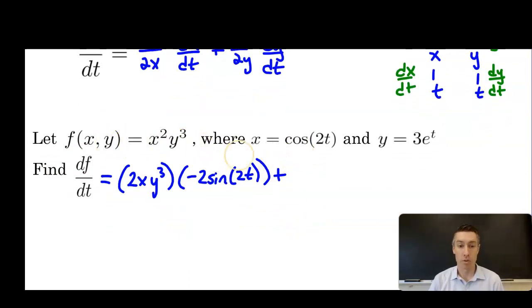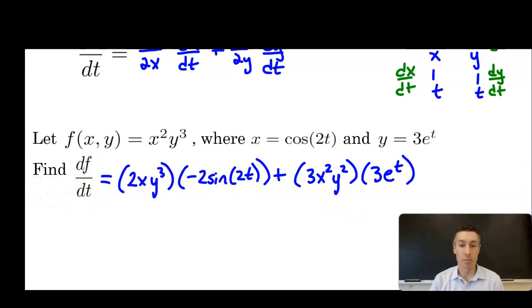The derivative of the function with respect to y now. So that's 3x squared y squared. And then we're differentiating y with respect to t. So that's 3e to the t. So there is our function for df dt.